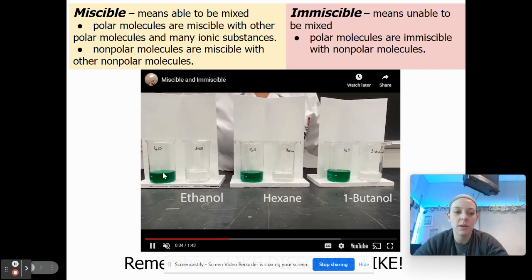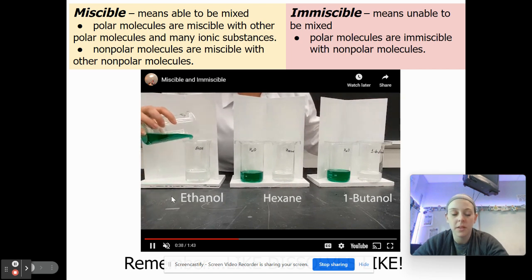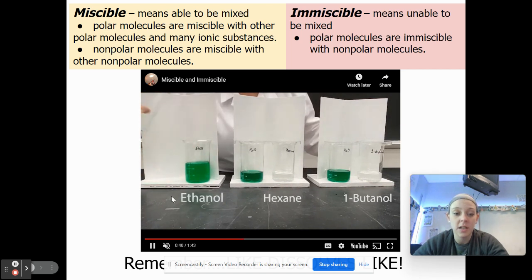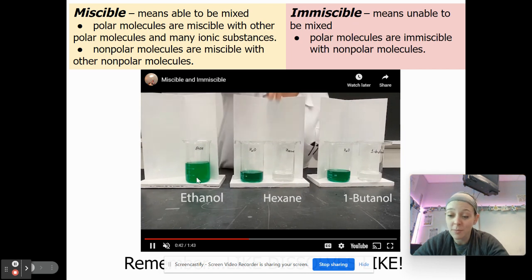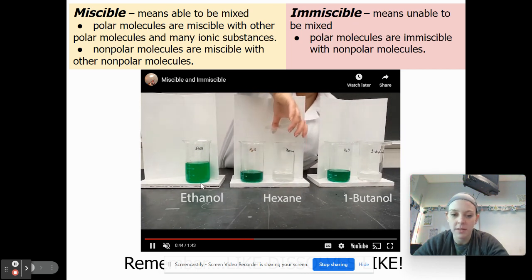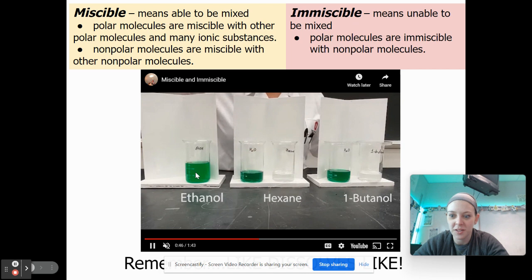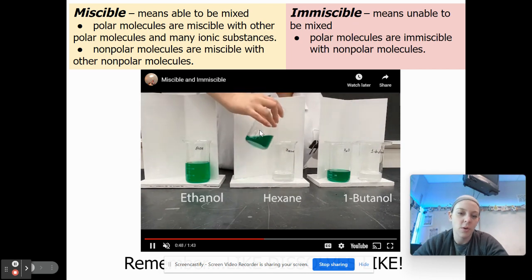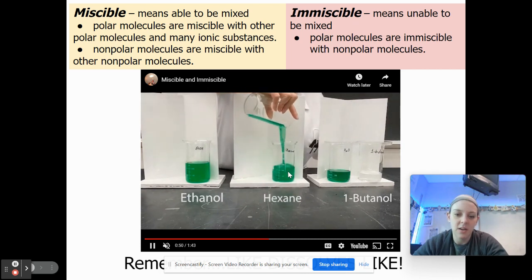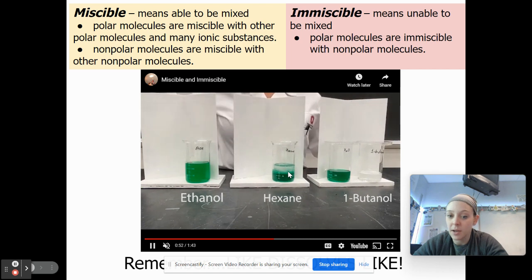So you'll see when these two are mixed together, polar and polar, they're miscible. They mix together very nicely. You don't see any distinction between the water and the ethanol. They mix. Looks just like one sample. You'll notice though, when this water is poured into the hexane, what immediately happens? They separate. And no matter what you do, you're not going to get them to mix together because hexane is nonpolar and water is polar.